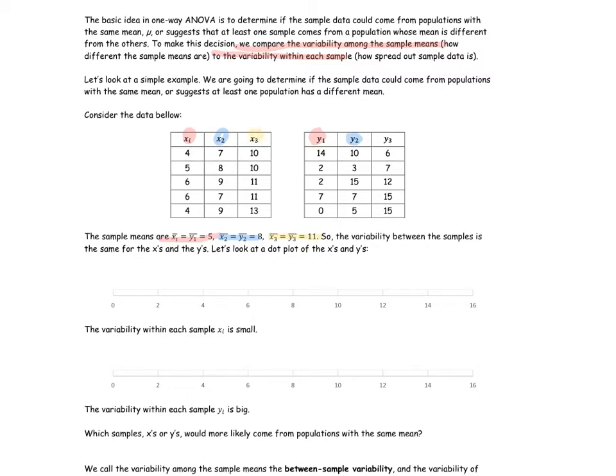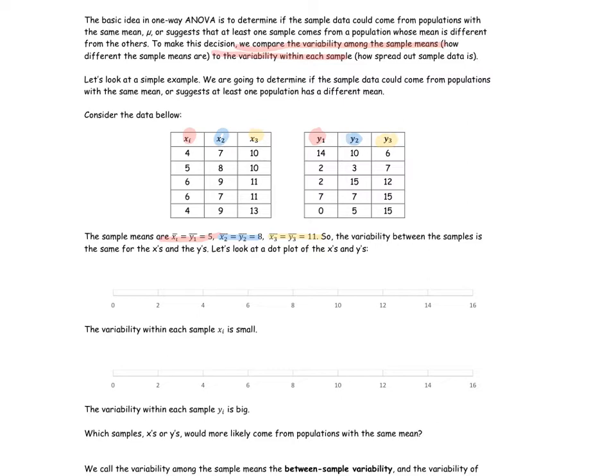And these two columns have the same mean. Okay, so remember this part up here, the variability among the sample means. We look at that variability. So that's staying the same in our simple example. And what's going to change in our example is the variability within each sample.